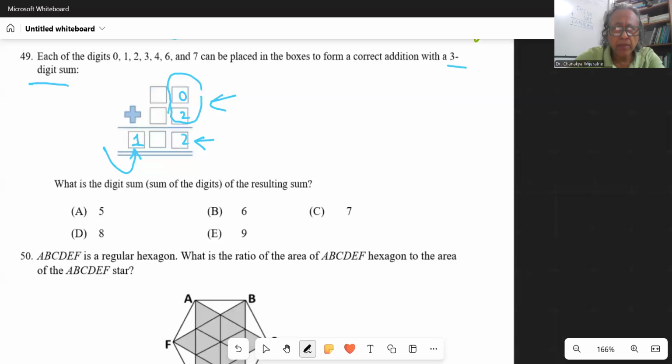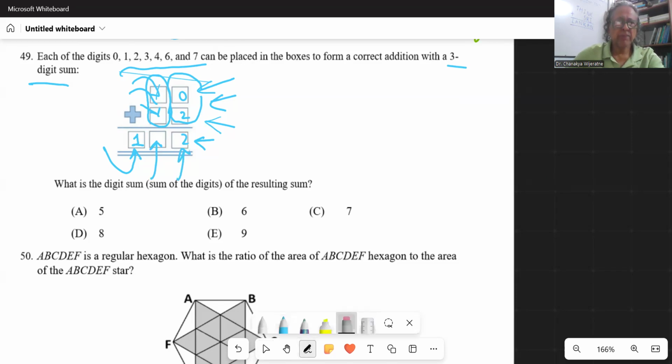And can 0 be in these two boxes? No, because if we put a 0 here, then this is actually a 1-digit number, and plus this is a 2-digit number, and their sum has to be less than 100 because we don't have 9 here, right? You got it? We don't have 9 here. So we can't have 0 here too, right? So that means either 0 is here or 0 is here. Okay? Got it? All right.